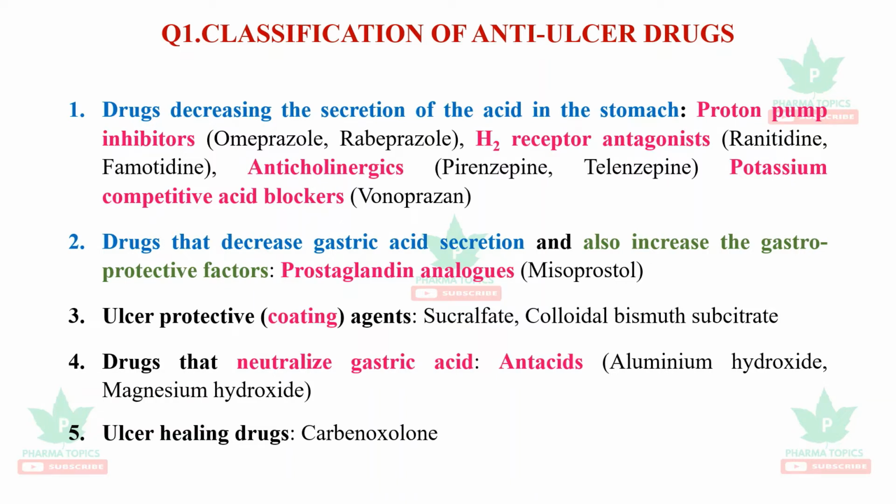These are new drugs, vonoprazan. Drugs that decrease gastric acid secretion and also increase the gastroprotective factors are prostaglandin analogs. Only one drug is available, misoprostol. Then the ulcer protective agents, they are coating agents, sucralfate and colloidal bismuth subcitrate. Drugs that neutralize the gastric acid are antacids, aluminum hydroxide and magnesium hydroxide, and ulcer healing drugs, carbenoxolone, but carbenoxolone is not widely used. You may remember the 5 things, or you may remember most importantly 4 things.